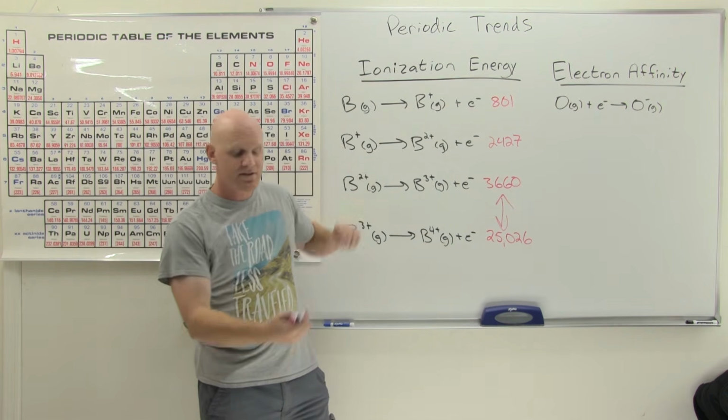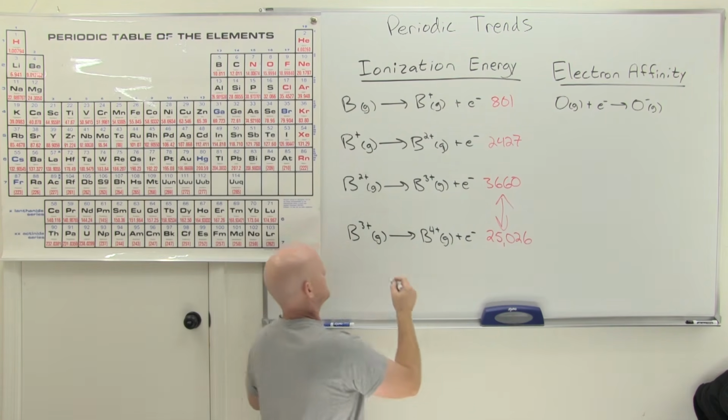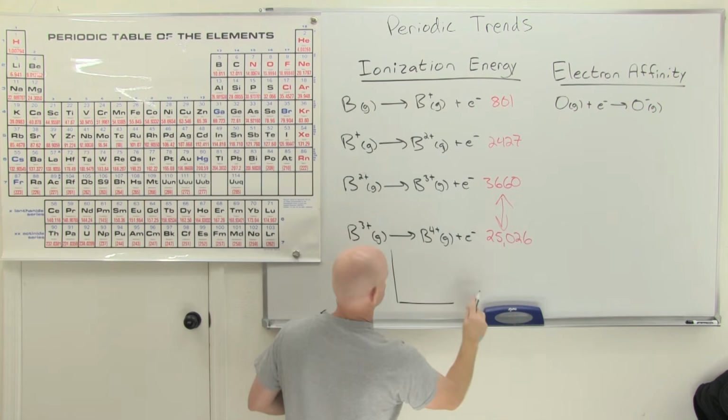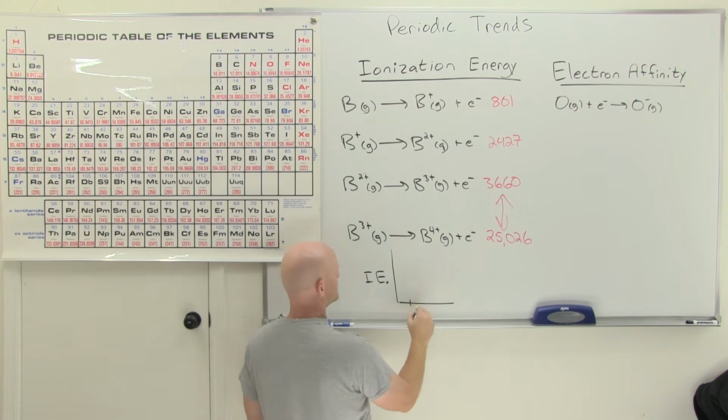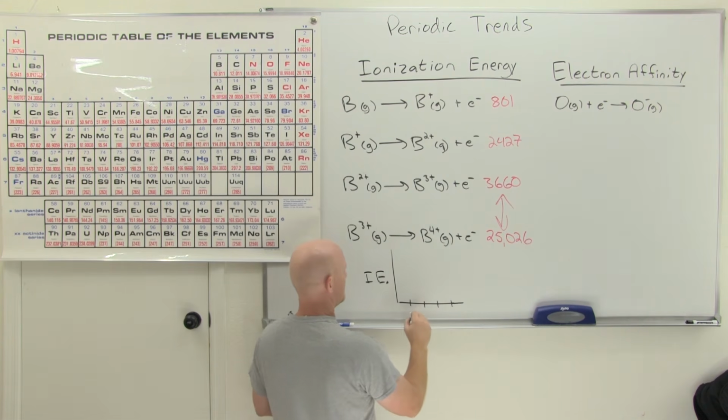And sometimes they'll present this graphically as well. So if we take a look here, we'll put ionization energy on the y-axis, and then we'll just put the successive values there.